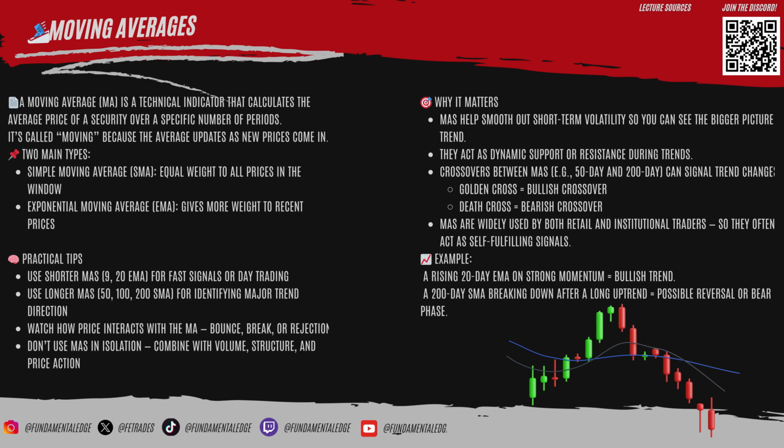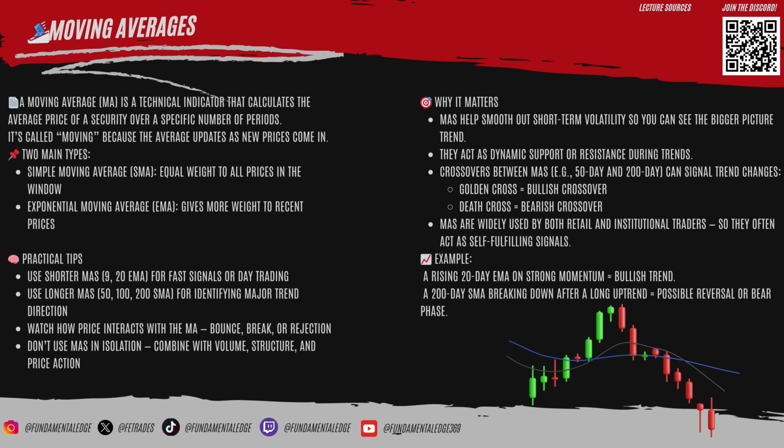So far, we focused on raw price movement, candles, levels, trend lines, and volume. But now we're going to add a tool that helps us filter the noise and see the bigger picture. That tool is the moving average. A moving average takes the last X number of price points, say 20, 50, or 200, and averages them out. It creates a smooth line on your chart that helps show the overall trend direction.